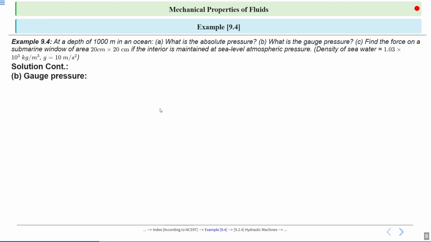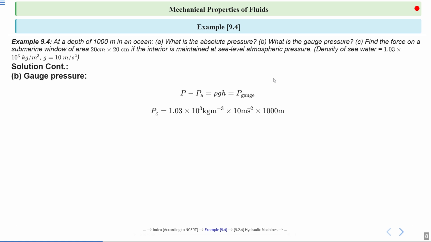Now, let's focus on calculating the gauge pressure. Gauge pressure is the pressure relative to atmospheric pressure. So the formula for gauge pressure is P minus Pa is equal to rho gh equal to P gauge, where P is the absolute pressure, Pa is the atmospheric pressure, rho is the density of the fluid, and g is the acceleration due to gravity. Alright, and h is the depth.